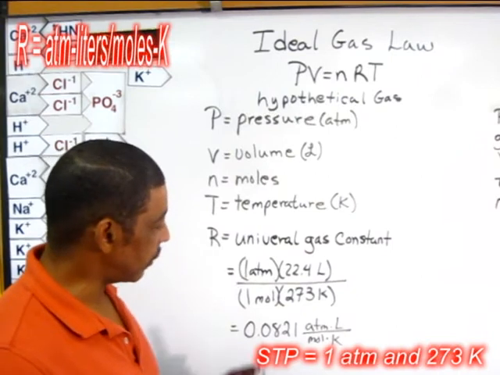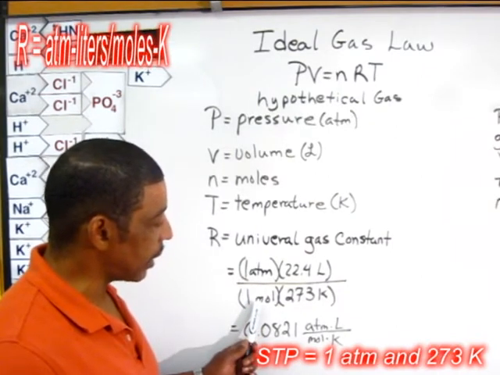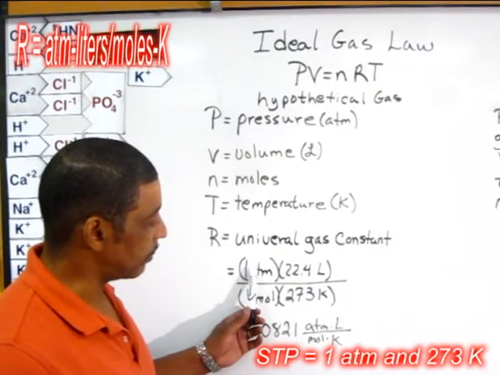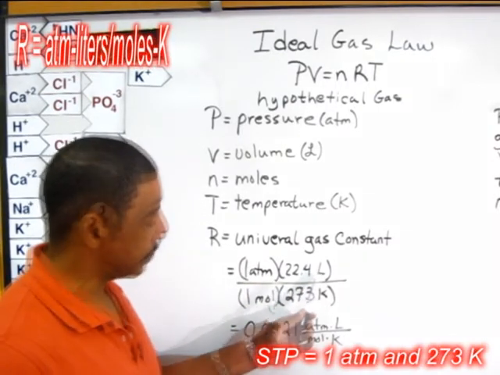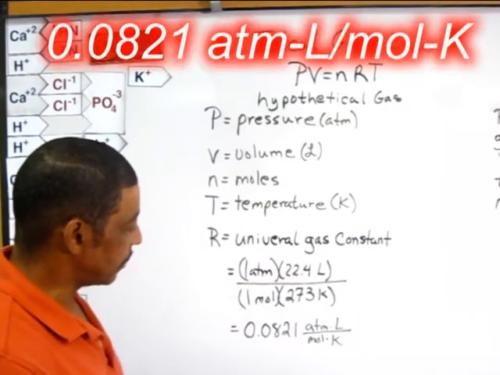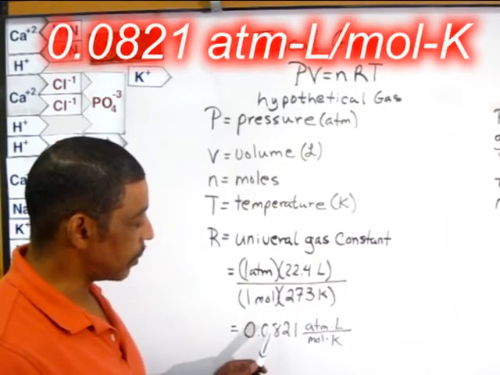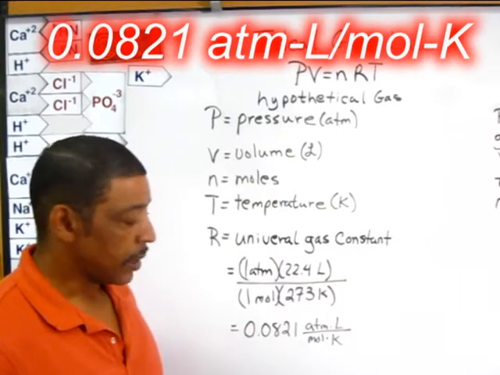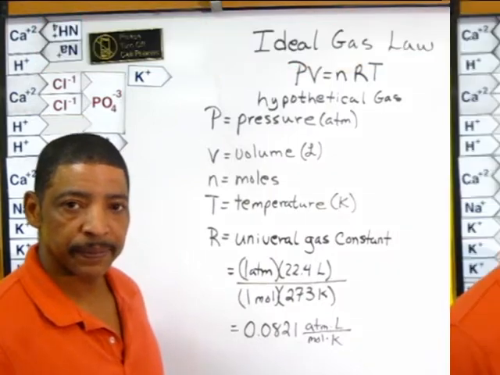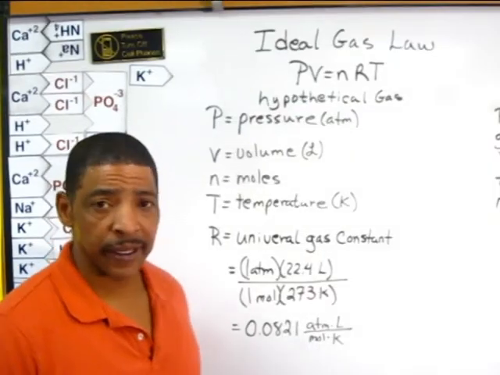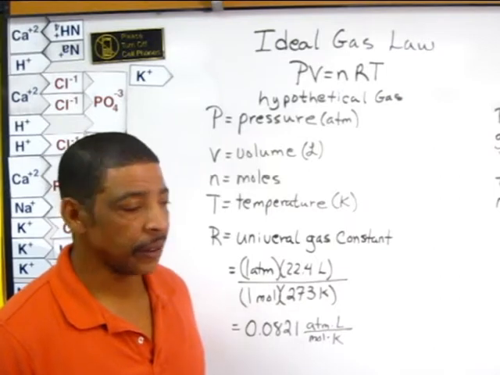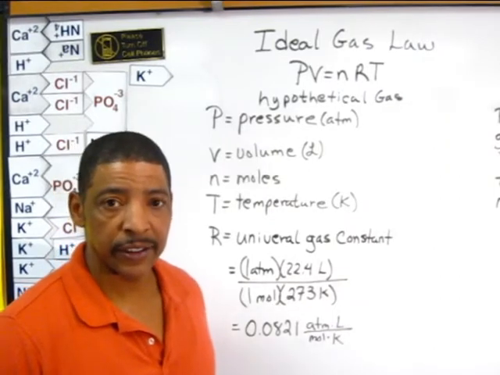And of course, at STP, 1 mole of any gas occupies 22.4 liters, or 1 atm times 22.4 liters divided by 1 mole times 273 K will equal 0.0821 atmospheres times liters divided by moles times K. The units of the universal gas constant will allow easy cancellation of units during a gas law calculation.